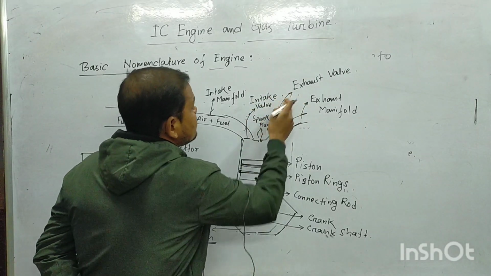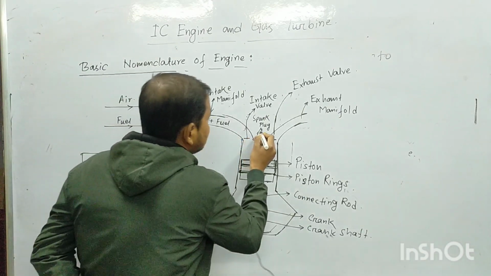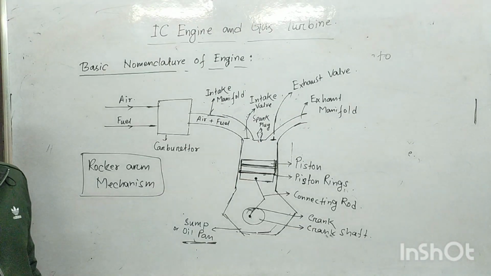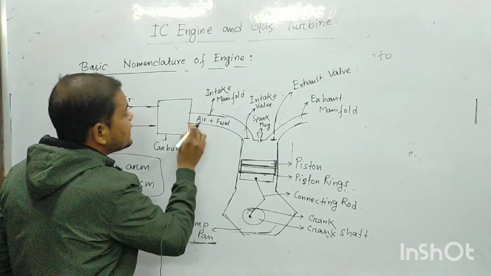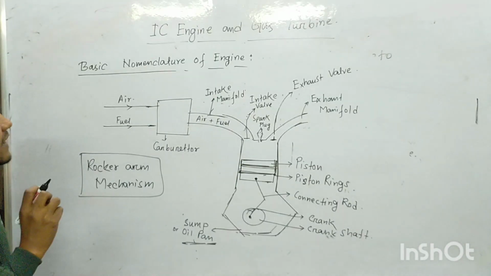The exhaust manifold is generally controlled by the exhaust valve, and this spark plug is used to initiate the combustion process. So that is generally used to ignite the air fuel mixture inside the engine cylinder.